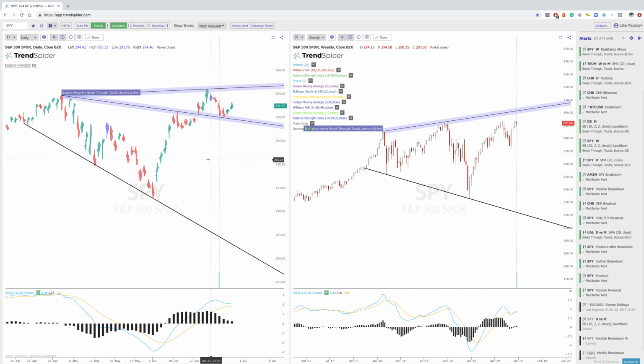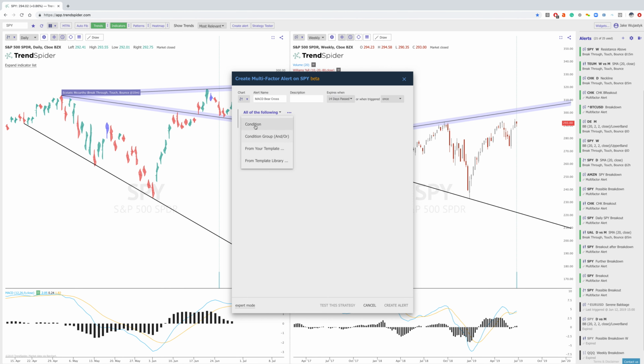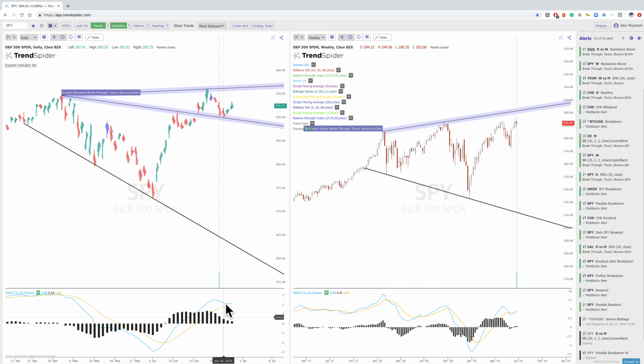Another thing that I'll definitely want to know is the MACD crossing down. So I'll just go in here real quick and do a MACD bear cross. Expires in 14 days. Same thing, condition. We're looking for the daily MACD fast has crossed down through the daily MACD slow, and so whenever that occurs on the daily, we'll be alerted.